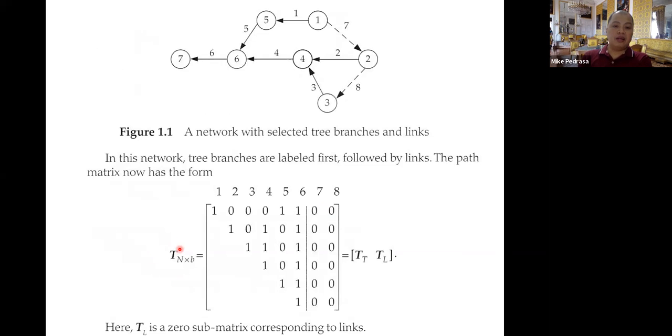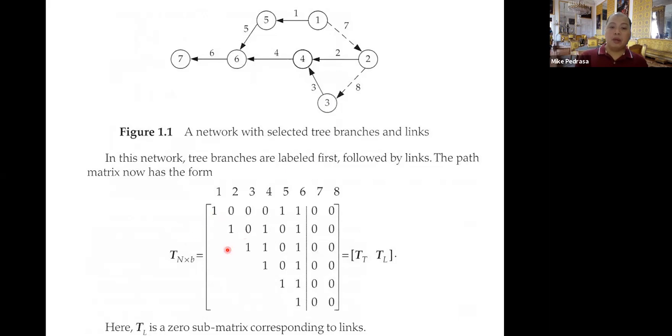And then we will now have another incidence matrix, the P matrix. Again, we will rearrange it such that the first columns will be the tree branches. So here you have a network. It's a different network, by the way, guys, different from what we've been seeing so far. For this network, we will define a tree, and these are the tree branches, 1, 2, 3, 4, 5, 6. And then we have two links, 7 and 8. Those are the links.